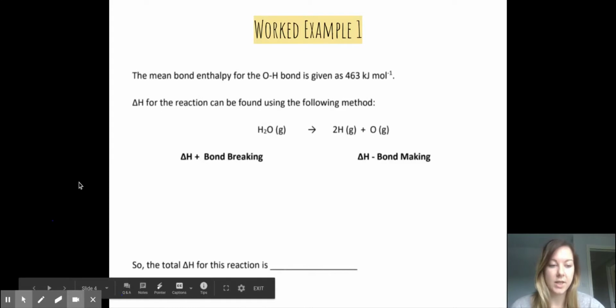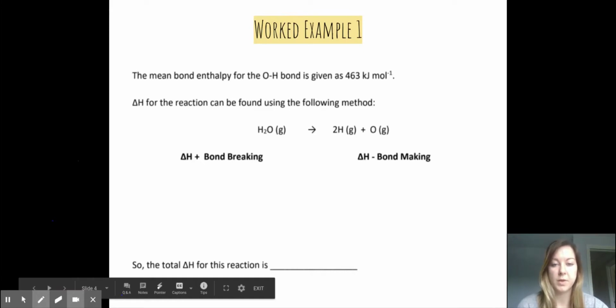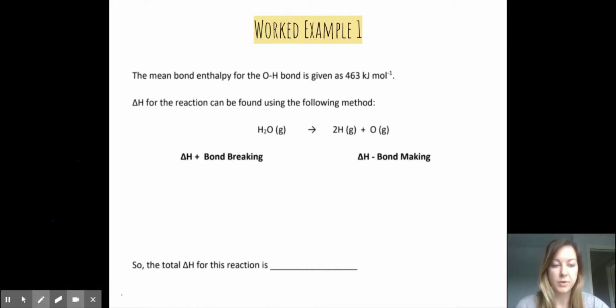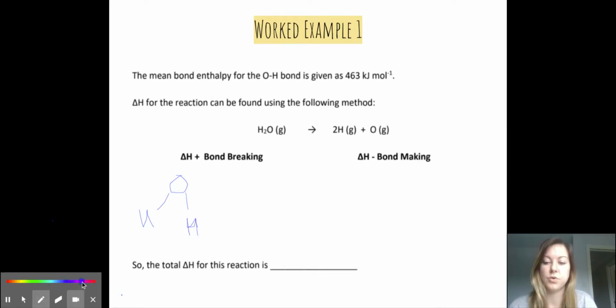So how do we actually calculate the overall enthalpy change? Well, what we need to do is think about what compounds we have on the left and the right, where the bonds are, and how much each bond is worth. So if we start by drawing a water molecule, we have an O with 2 H's, that means that we have 2 oxygen to hydrogen bonds. So here's number 1 and here's number 2.